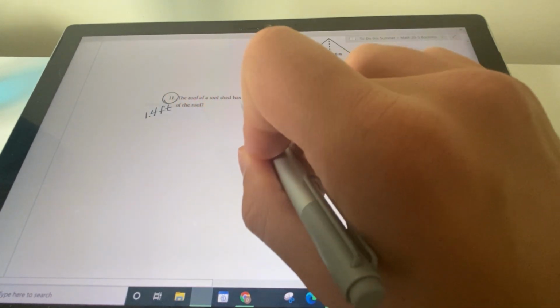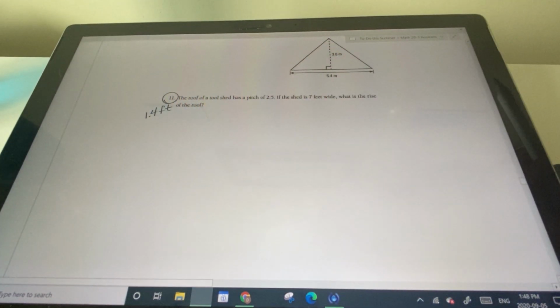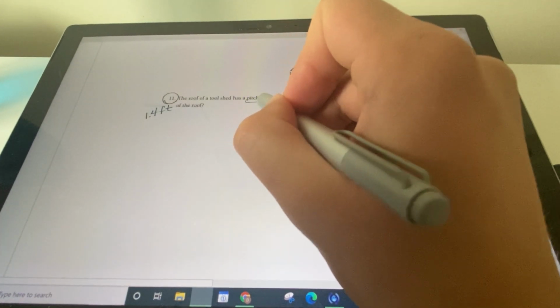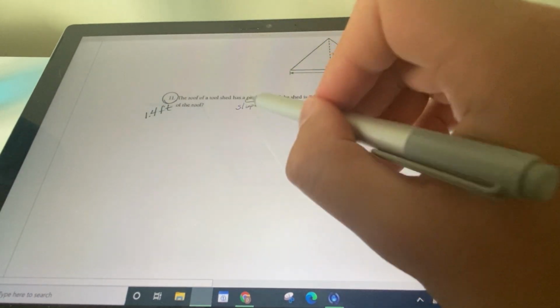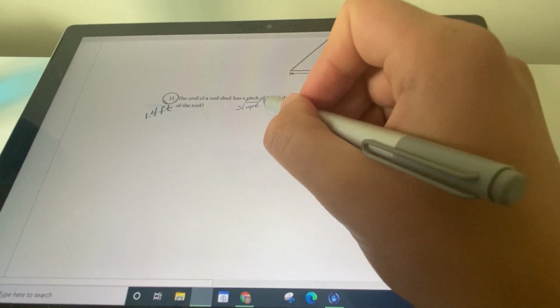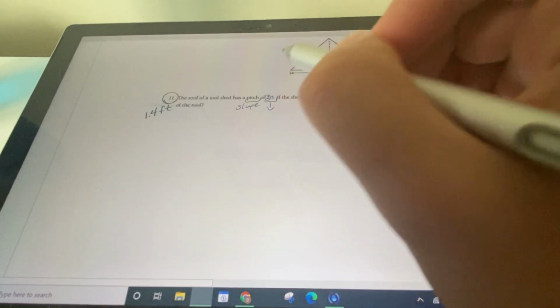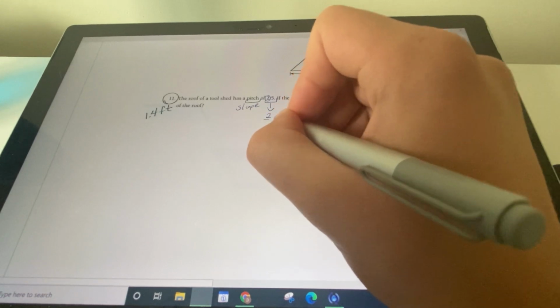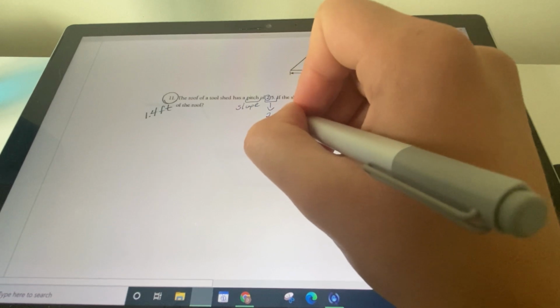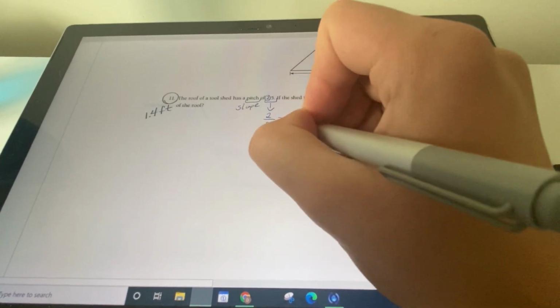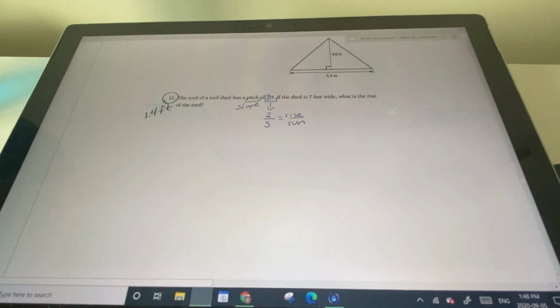So a roof of a tool shed has a pitch of 2 to 5. If the shed is 7 feet wide, what is the rise? So remember, pitch is simply just slope of a roof. Okay, so we have a roof here, and it has a pitch or a slope of 2 to 5. What do these numbers represent? Remember, this in a fraction is the top number, the left number, and then the bottom number is the right number. If this is slope, this simply means that this is rise over run. So check it out. Now we have a way to represent rise over run in terms of pitch.